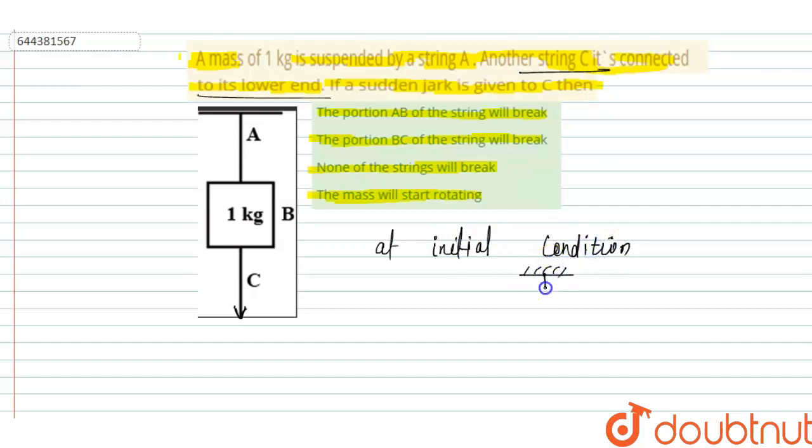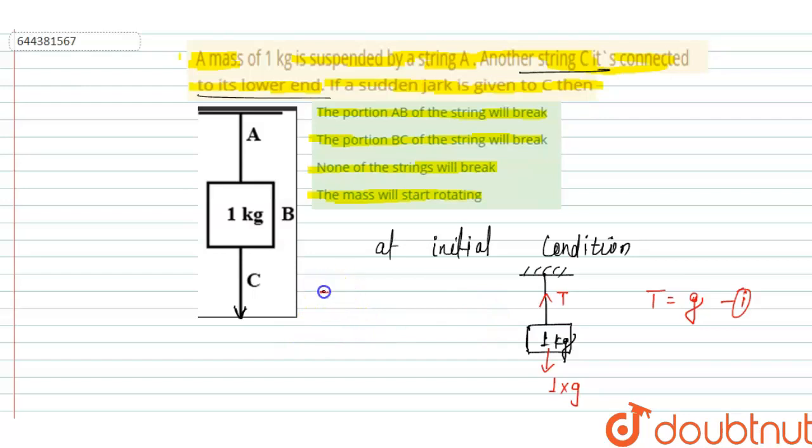this is a string A, and the block of mass 1 kg is attached to it. Then the tension in the string is T, and mg is acting, that means 1 into g, so T is equal to g. This is the first condition, and at the initial condition it is in equilibrium.